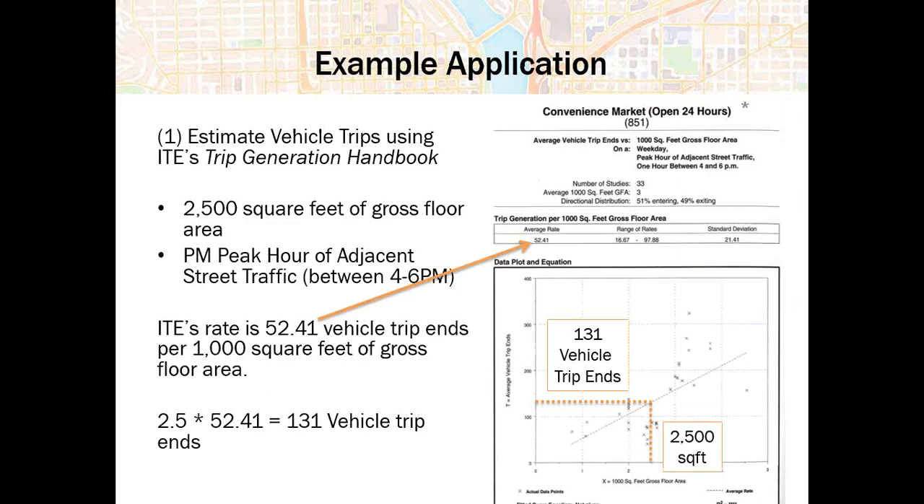To show you an example application, I'm going to fall back on our example of a convenience market that we want to develop. We're going to assume that we want a 2,500 square feet gross floor area convenience market, and we're going to use ITE's trip rates in order to estimate the total vehicle trip-ins for that establishment using ITE's suburban vehicle-oriented data. So as a result, we get 131 vehicle trip-ins.